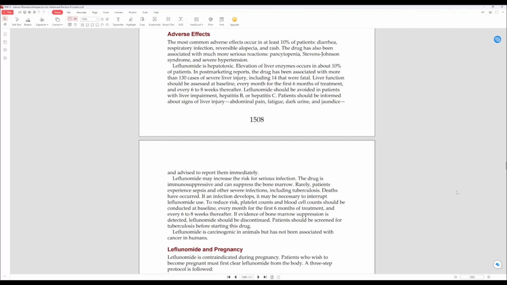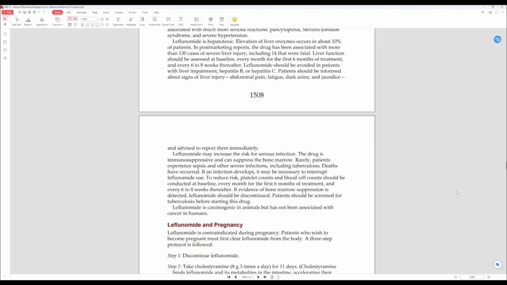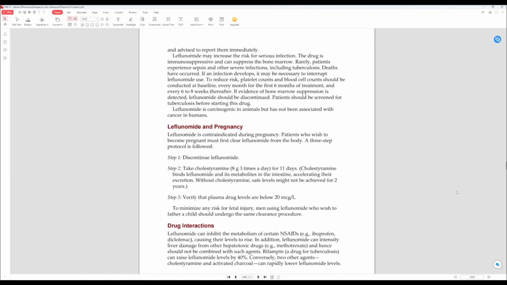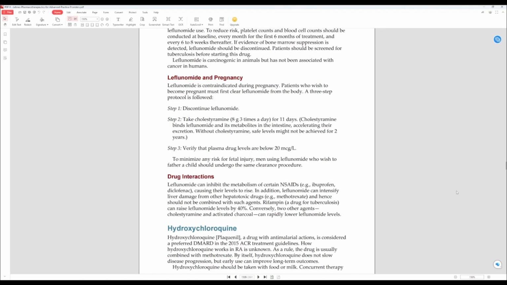To reduce risk, platelet count and blood cell count should be conducted at baseline, every month for the first 6 months of treatment, and then every 6 to 8 weeks thereafter, much like the liver function test. If evidence of bone marrow suppression is detected, leflunomide should be discontinued. Patients should be screened for tuberculosis before starting this drug. Leflunomide is carcinogenic in animals, but has not been associated with any kind of cancer in humans at this time.